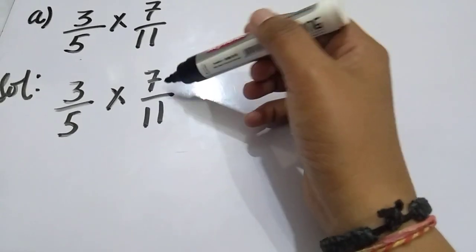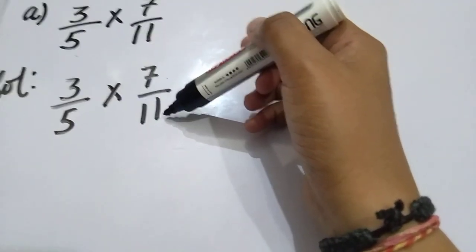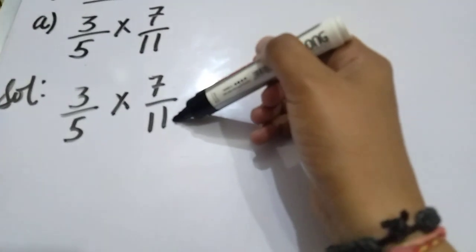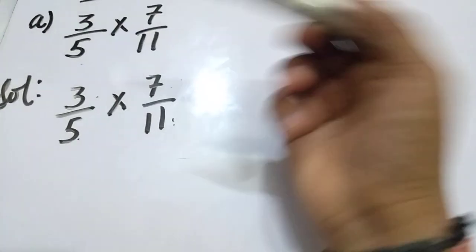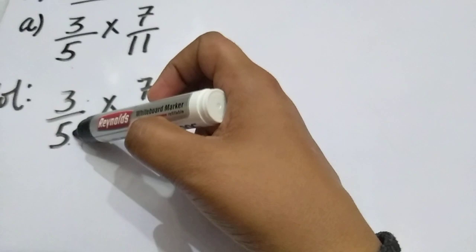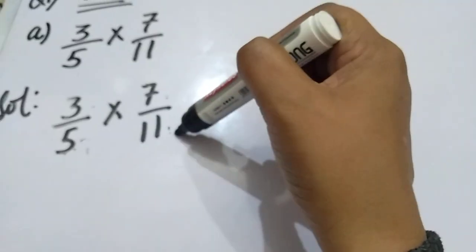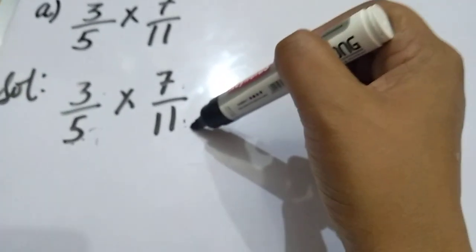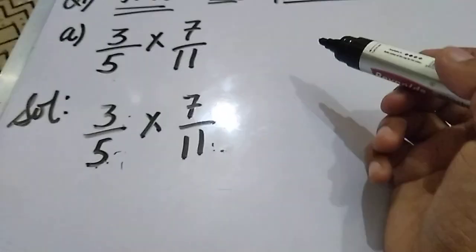So what is the first step? You have to check the numerator and denominator. Is it in lowest term? 7 and 11, yes. 3 by 5, it's also in lowest term, and you can check it in cross also. 7 and 5, 3 and 11, yes, it is also in lowest term. So there is no need to simplify it.